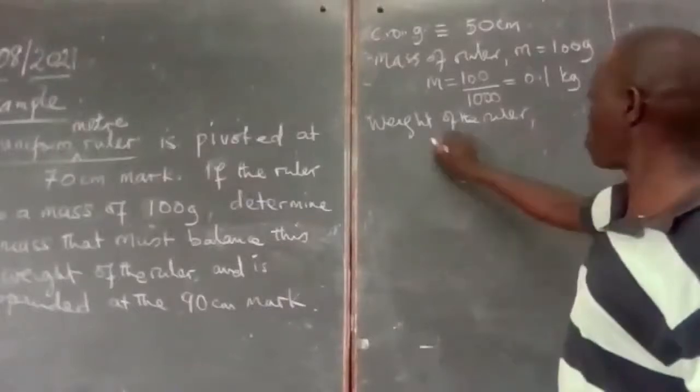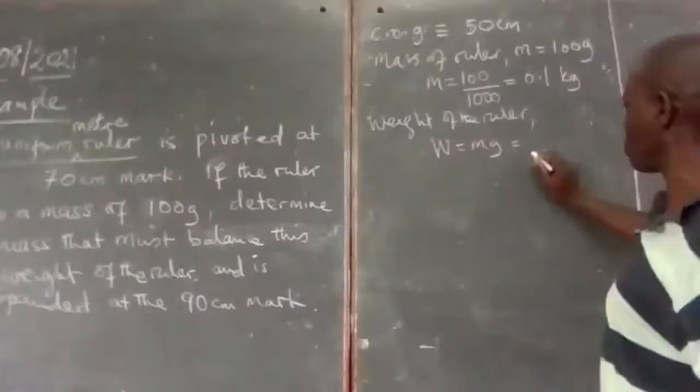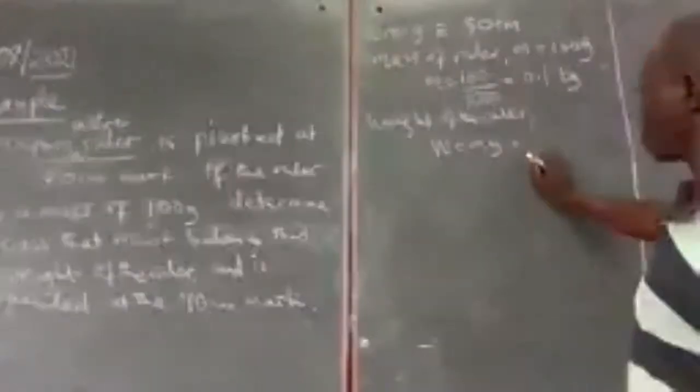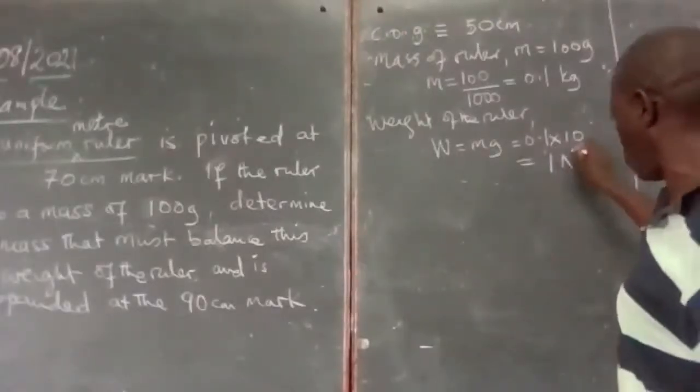W is equal to mg. So what do I do? 0.1 times 10. 1 times 10. What do I get? 1 Newton. Very good, very good.